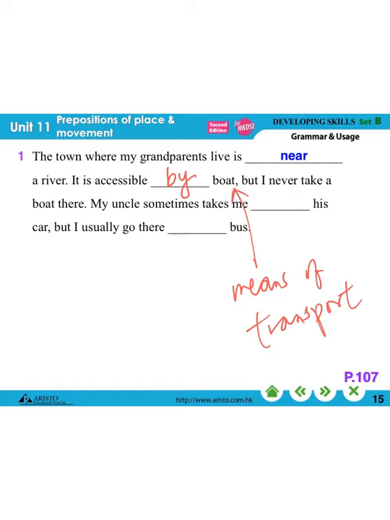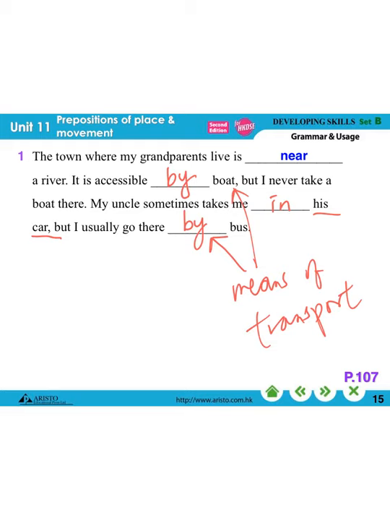But I never take a boat there. My uncle sometimes takes me in his car, his private car, so we have to use in his private car. But I usually go there, so same here, the means of transport, and we have to use I usually go there by bus.